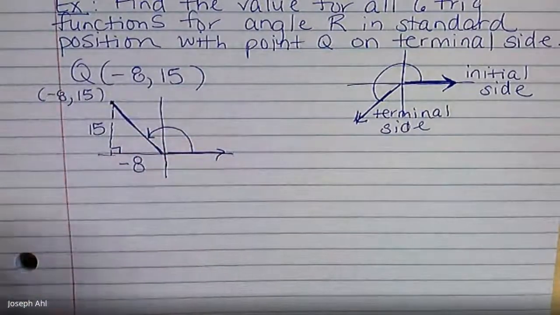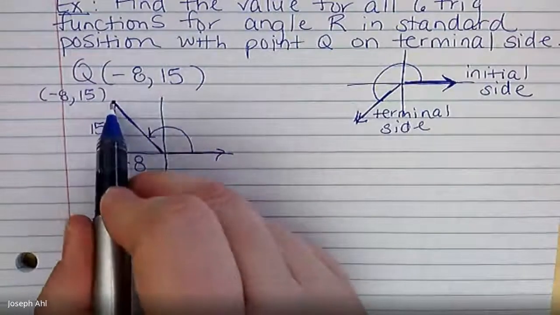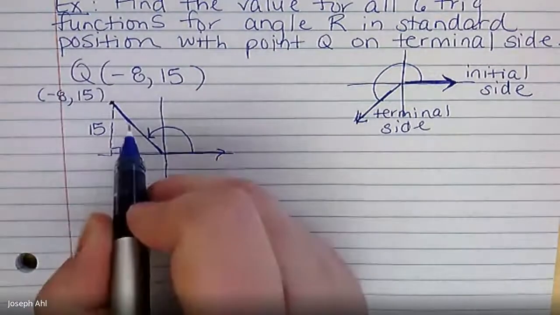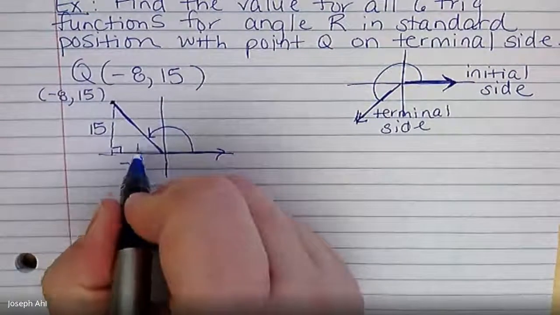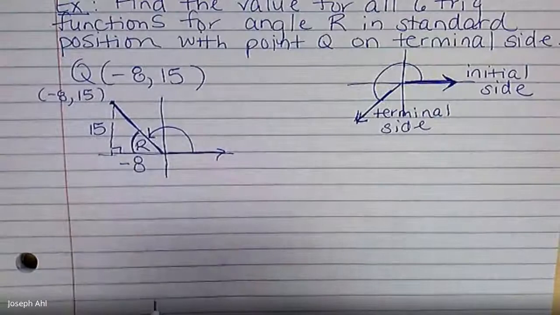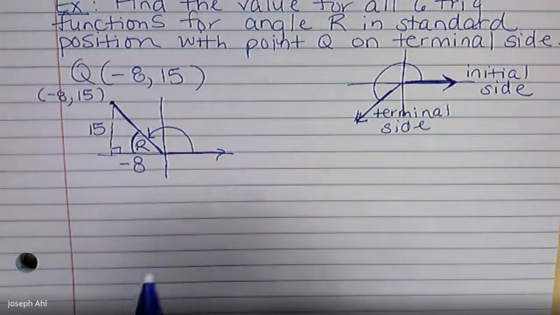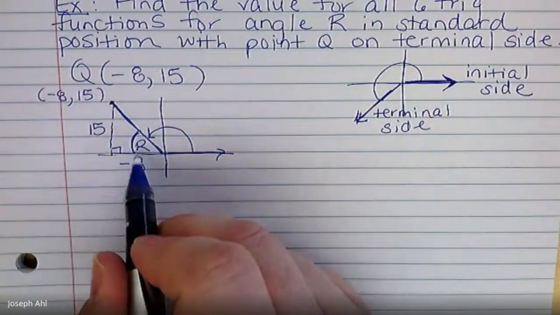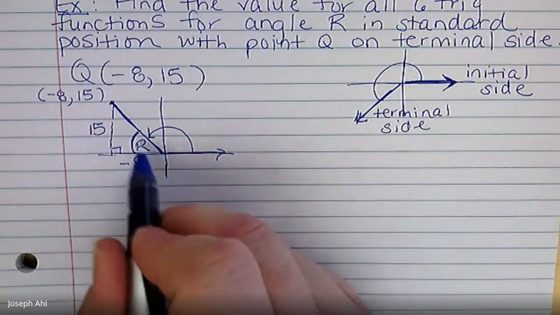I mean, that makes sense. To get to the point (-8, 15), we have to go left 8 and then up 15. So in order to find all the trig function values, by the way, I'll label this as my angle R right there. Even though technically this part's angle R, the values for sine, cosine, tan of angle R are all going to be based off of this triangle right here.